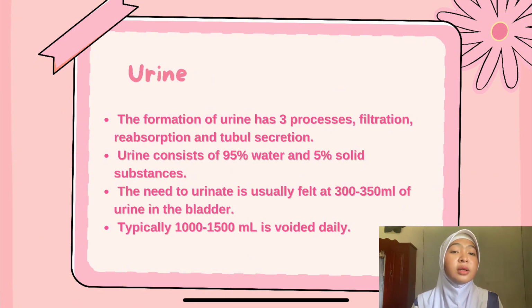1,000 to 1,500 ml is voided daily. So, yan yung dami ng kailangan nating ihi. Araw-araw na yan siya. Yan yung kailangan nating malabas sa katawan natin.